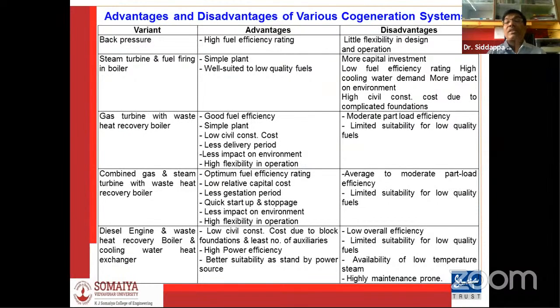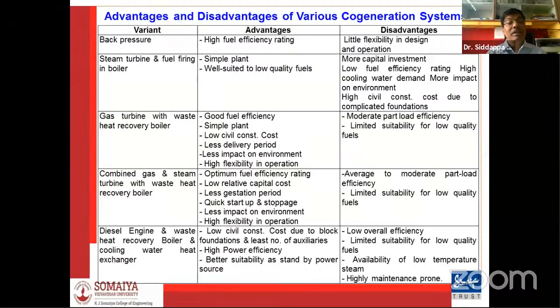And there is high civil construction cost due to the complicated foundations required, because steam turbines and gas turbines are rotary systems, and balancing the rotary masses at high speeds is difficult. The vibrations and extra loads acting on the system's body can be transmitted to the foundation, and they have to be damped, and damping requires complicated civil construction.